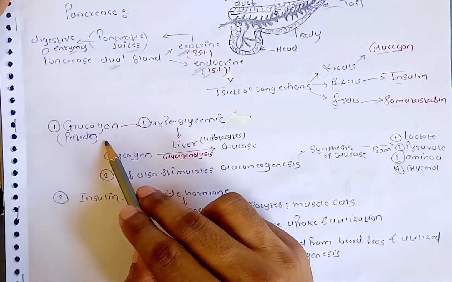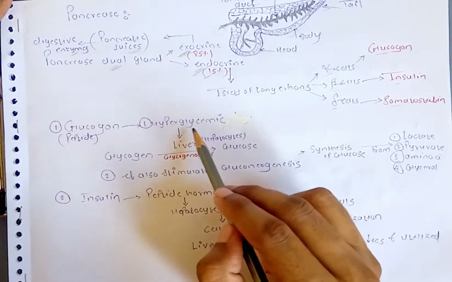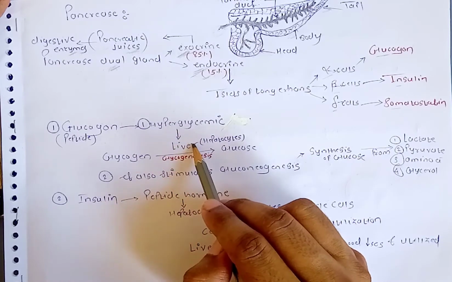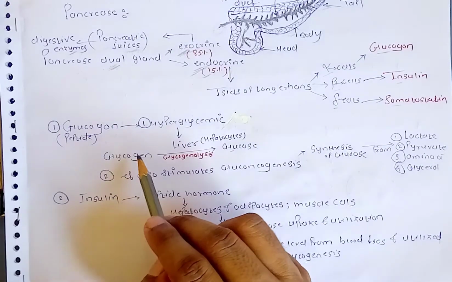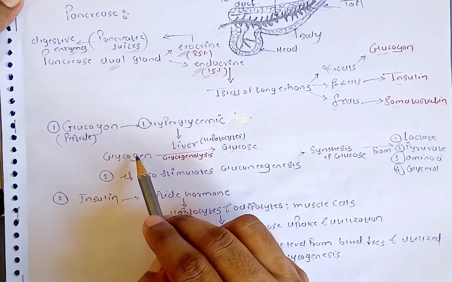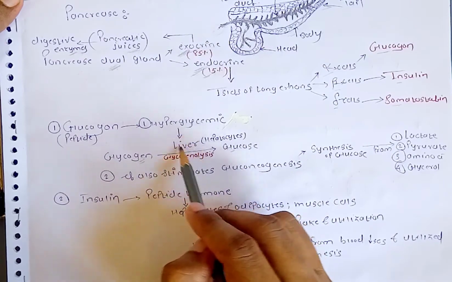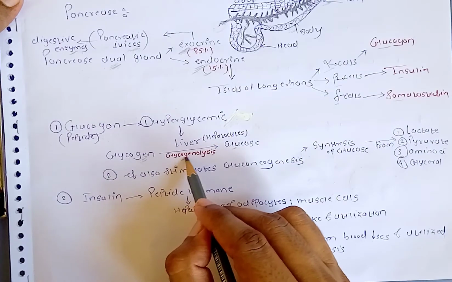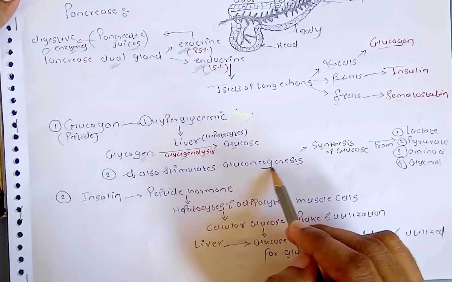So the glucagon hormone is also called the hyperglycemic hormone. Why is it hyperglycemic? Because this glucagon acts on hepatocyte cells of the liver to convert glycogen into glucose. First we will see what glycogen is. It is a polymer of glucose which is stored in the liver. Okay. Whenever the body needs glucose, this glucagon acts on hepatocytes of the liver to convert glycogen into glucose by the process of glycogenolysis.